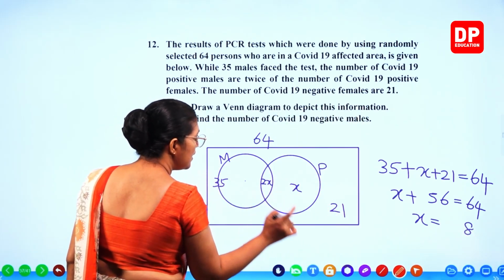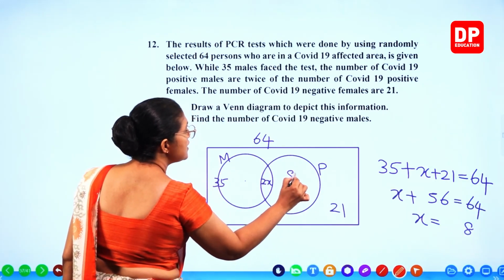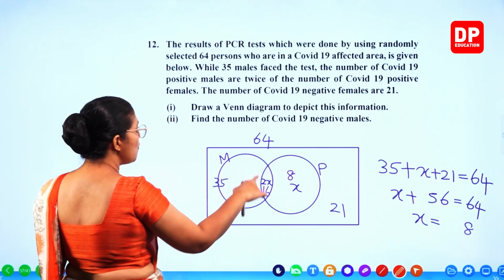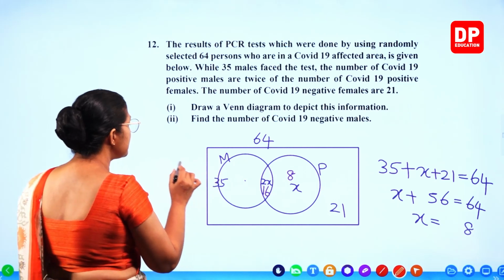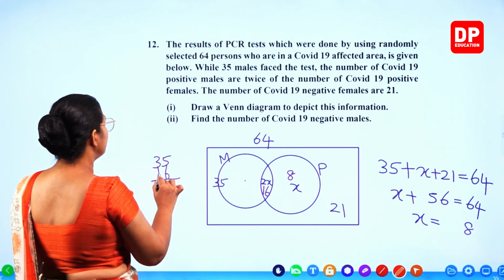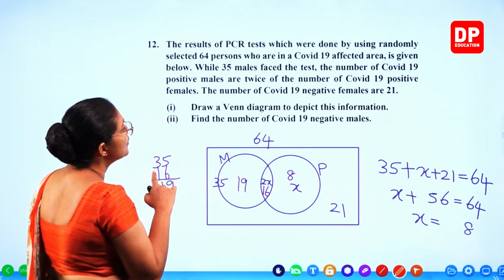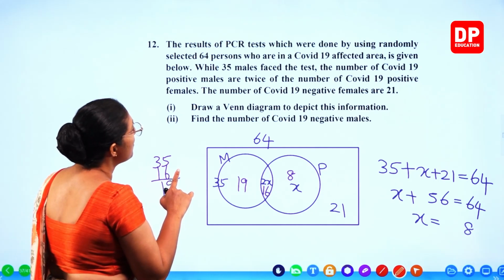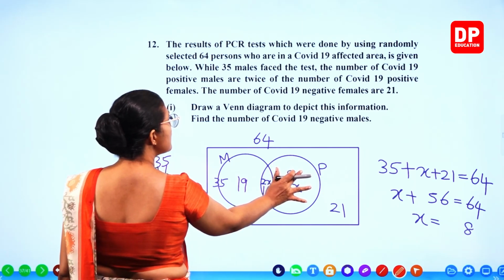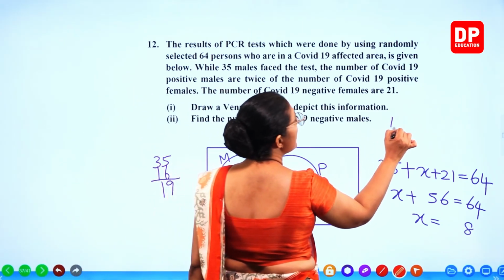So we can fill the Venn diagram with these values. So this is 8, means this is 16, 8 times 2. Then what is this value? 35 minus 16, 19 is there. So what's the answer for the second part? Find the number of COVID-19 negative males outside the positive circle but inside the male circle. That's 19.